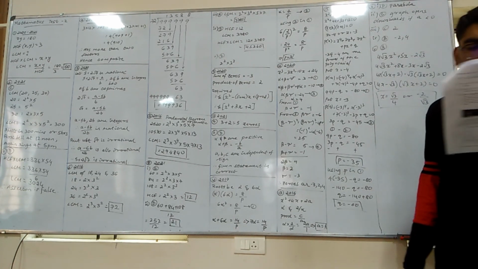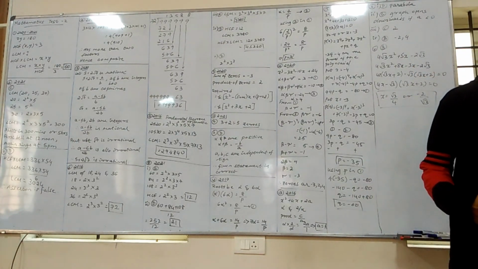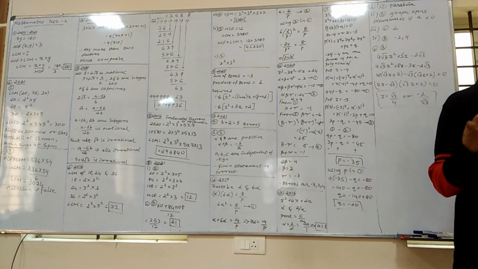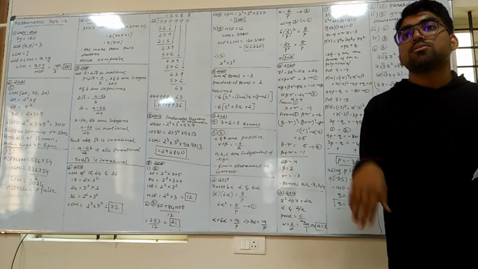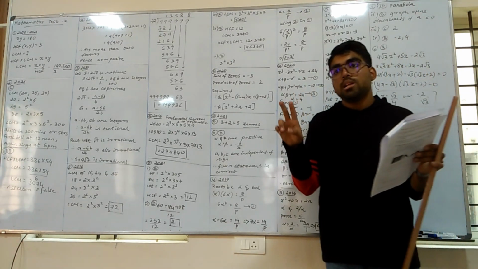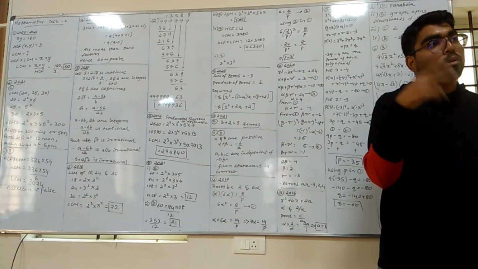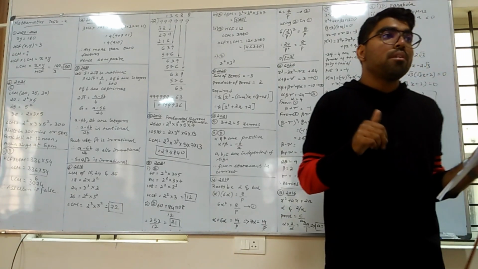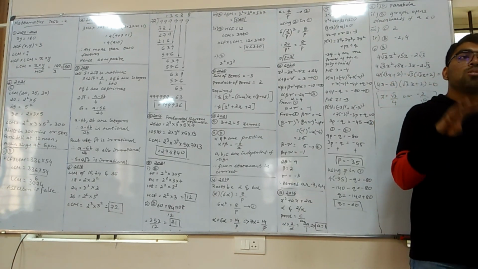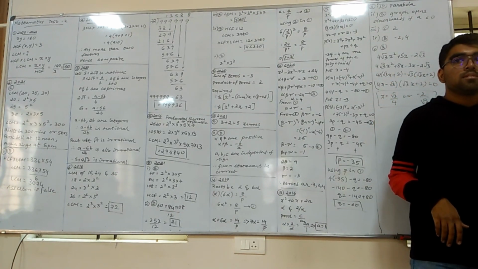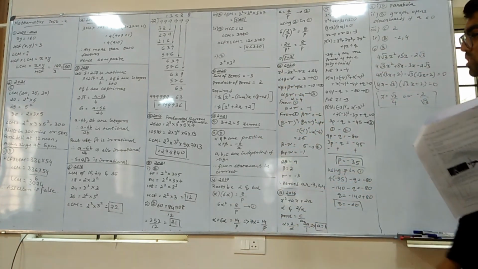A graph of the polynomial p of x cuts the x-axis at 3 points, and touches 2 other points on the x-axis itself. So there are 3 points already, and 2 more points touching. How many zeros are there? 5 zeros. How many wrote only 3 zeros? You would have lost the marks. So this was 1 mark, 5 zeros.